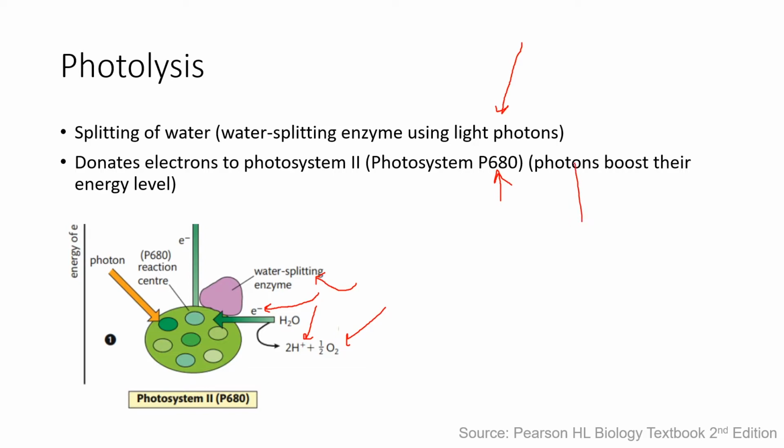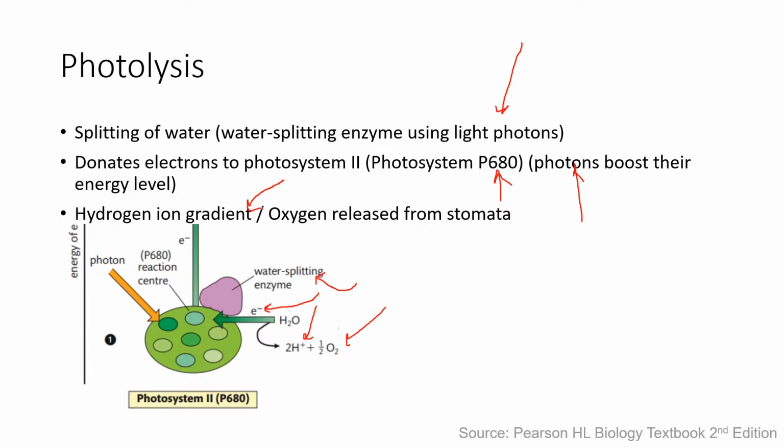And then once again, photons boost the energy level of these electrons. And the hydrogen ions help to develop a hydrogen ion gradient. This will make a lot more sense later. And the oxygen that is produced is released from the stomata.